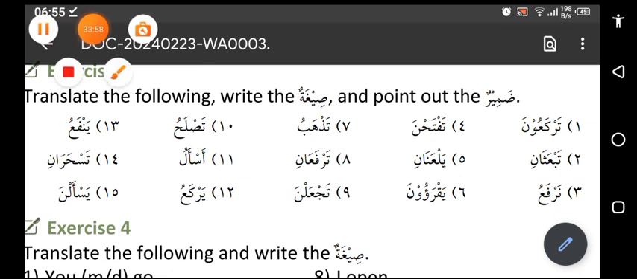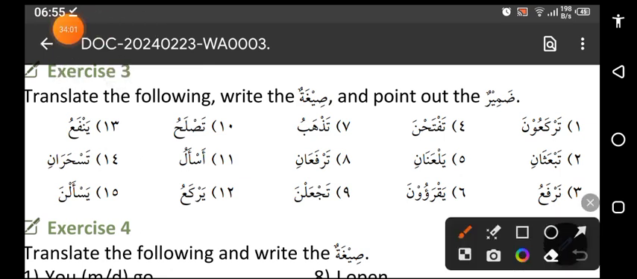As'alu. So as'alu is very simple, starting with a hamza. As'alu means I ask, or I am asking, or I will ask. So I is sigha number 13. We already know that, it's very easy. Number 13. Ana as'alu. I ask a question. Okay.